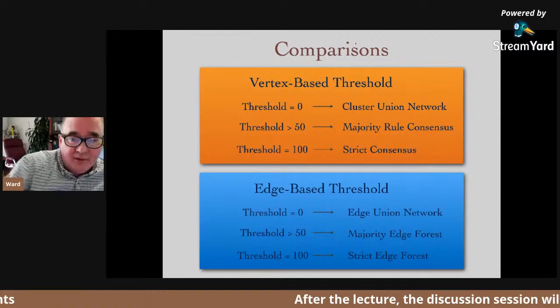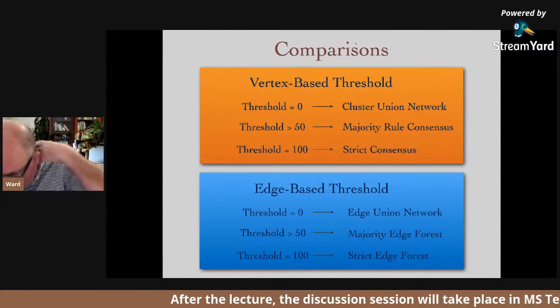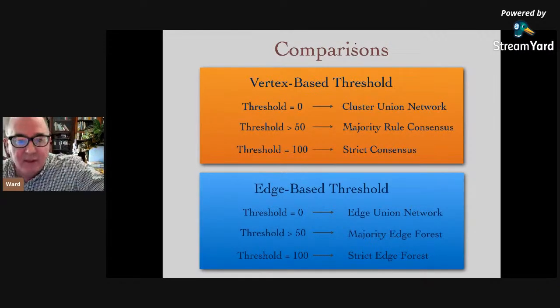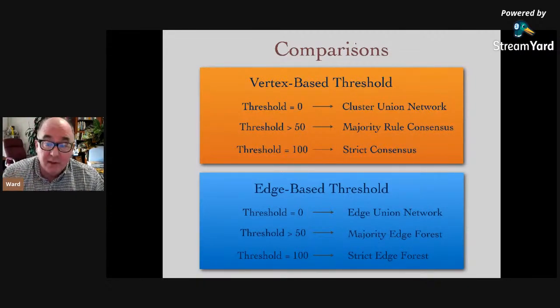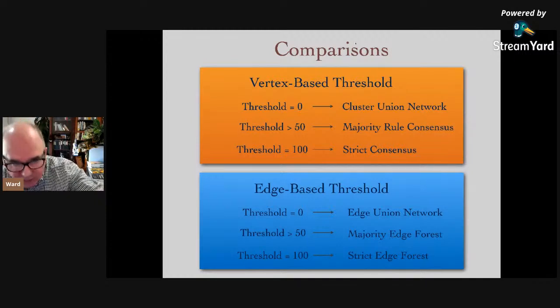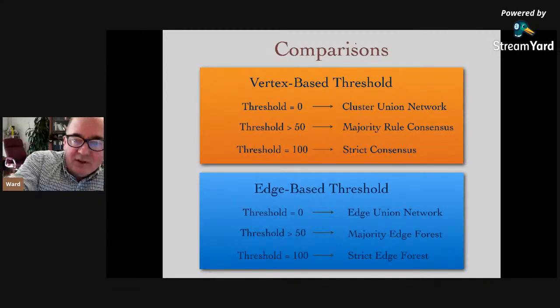If we require that a vertex, basically a subtree, be present in more than half of the input trees, well, then that's the majority rule consensus for trees. If we require it in all of them, it's the strict consensus. So if we only use input trees, we have the same leaf set rather, we set these values 0, 50, 100, we get the familiar cluster union network, majority rule consensus and strict consensus. Of course, with more complex graphs, you can get more complex objects. They're not necessarily going to be trees anymore.